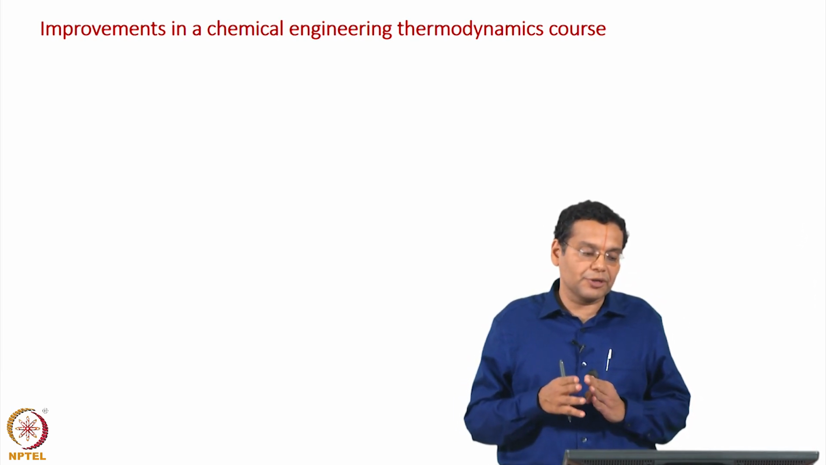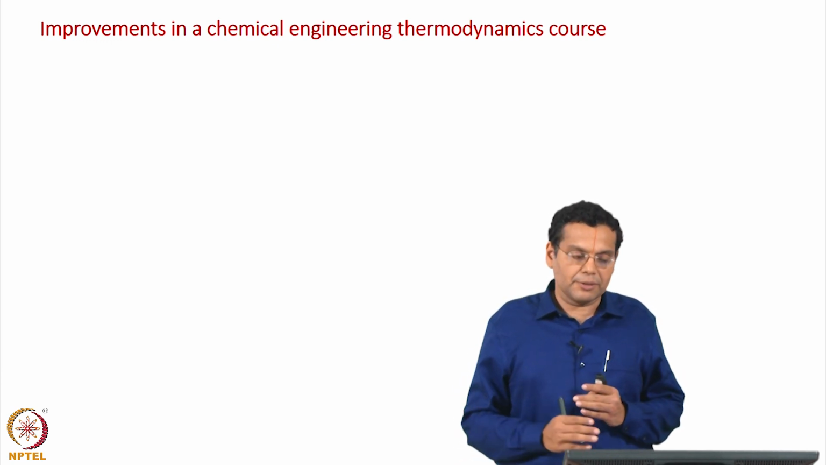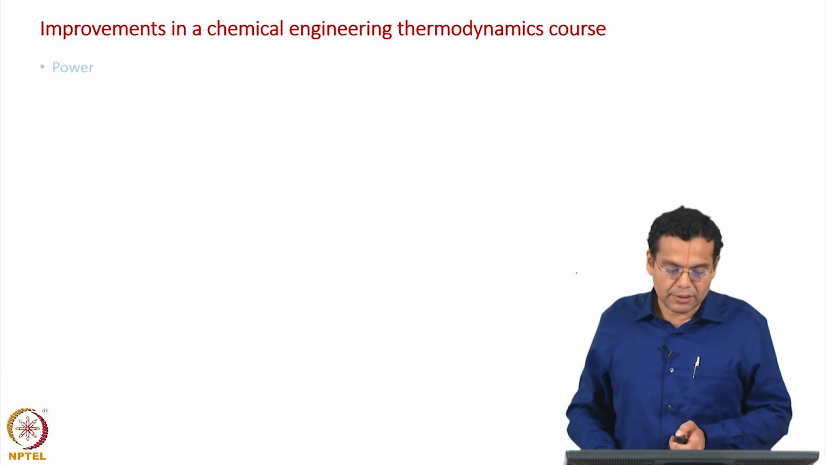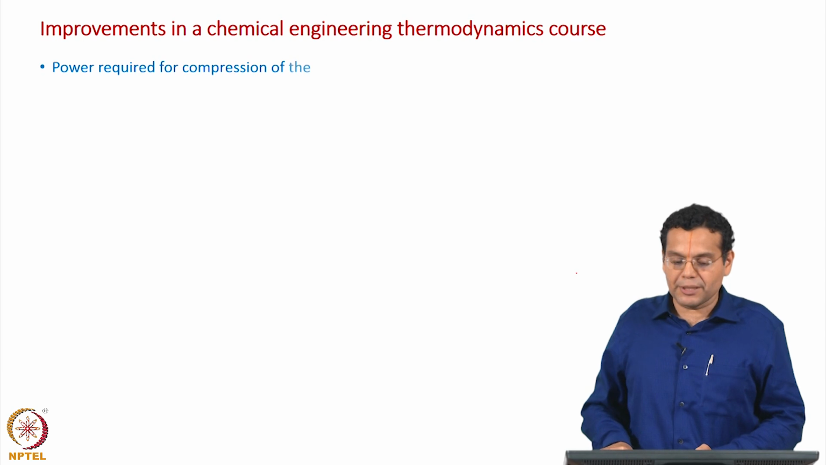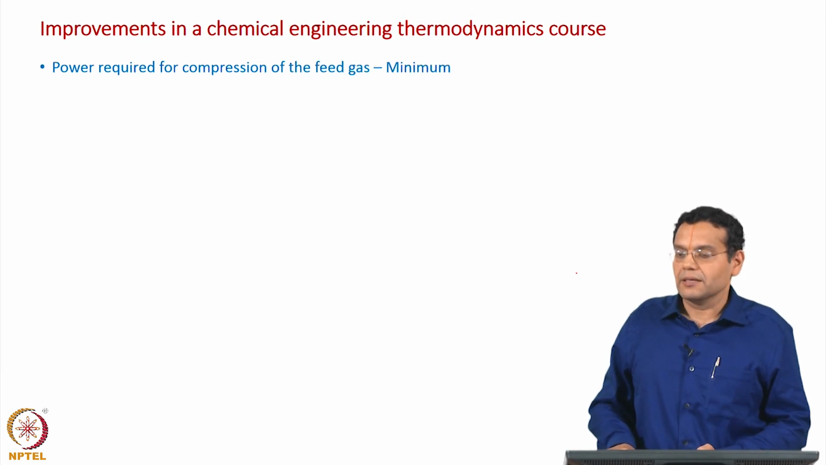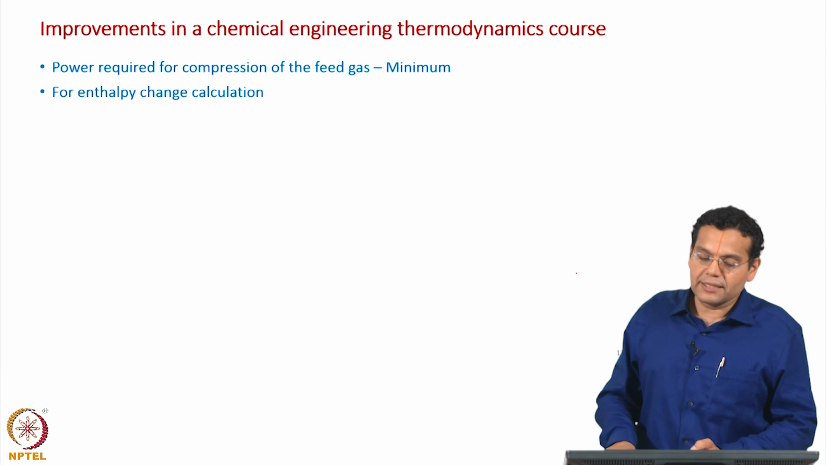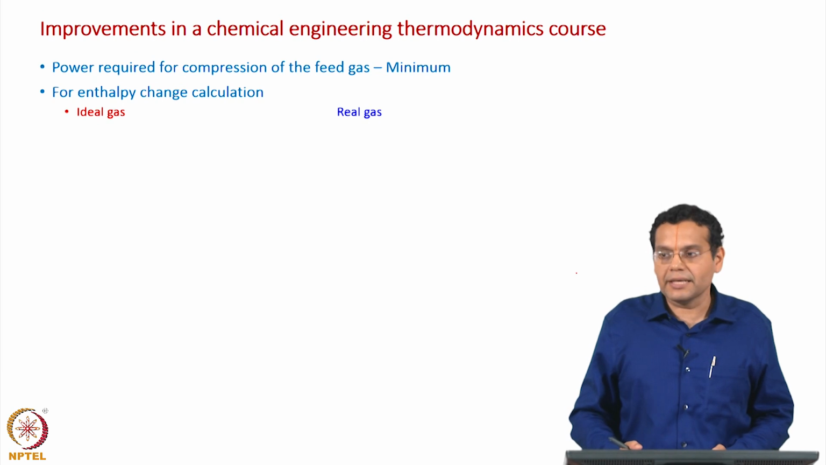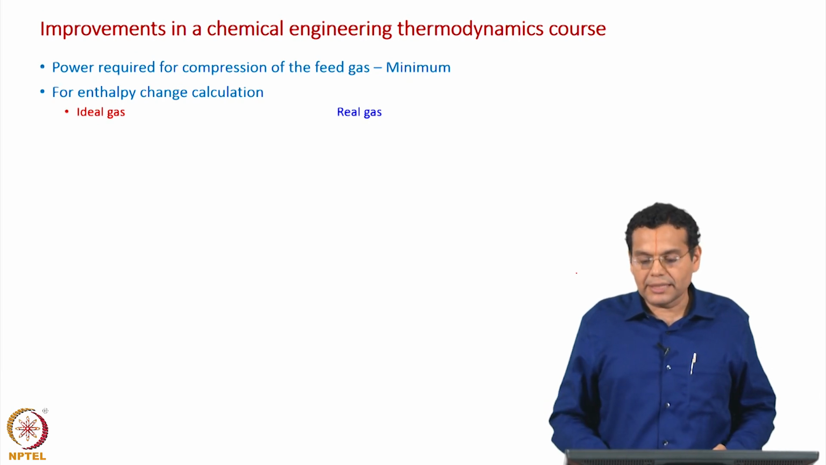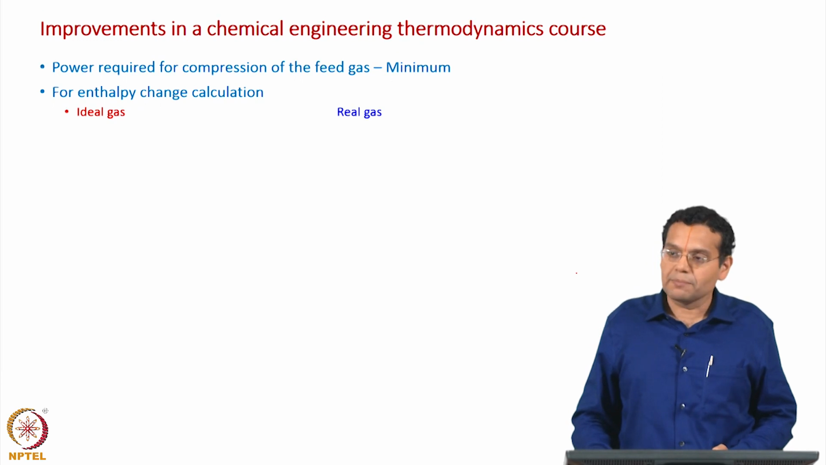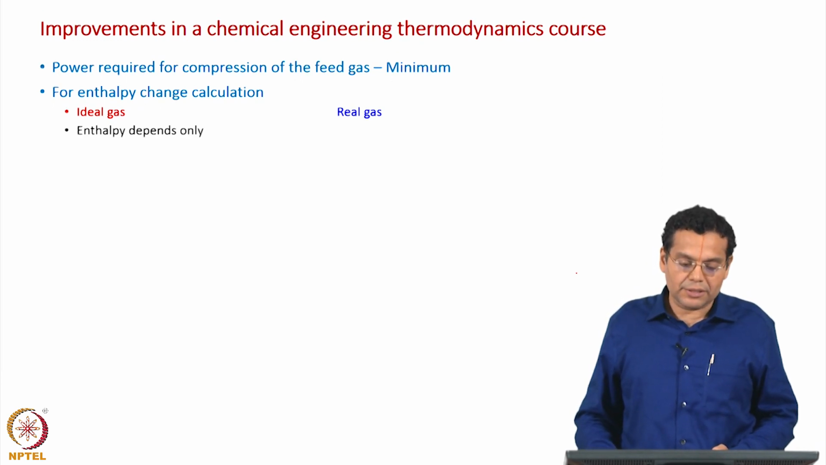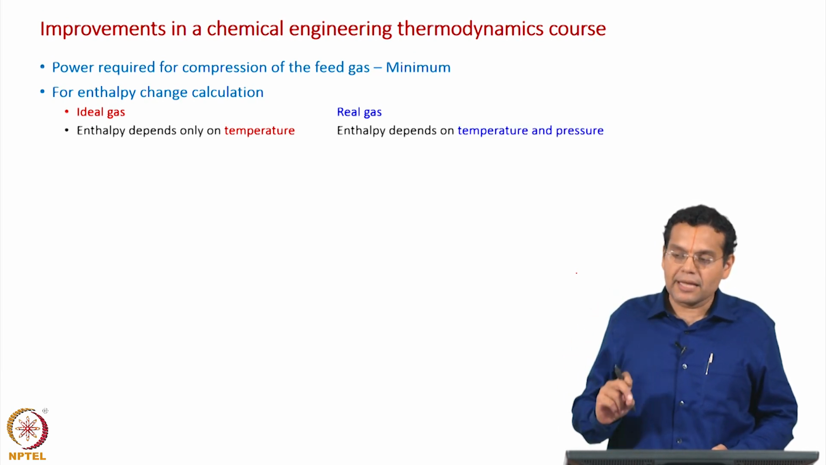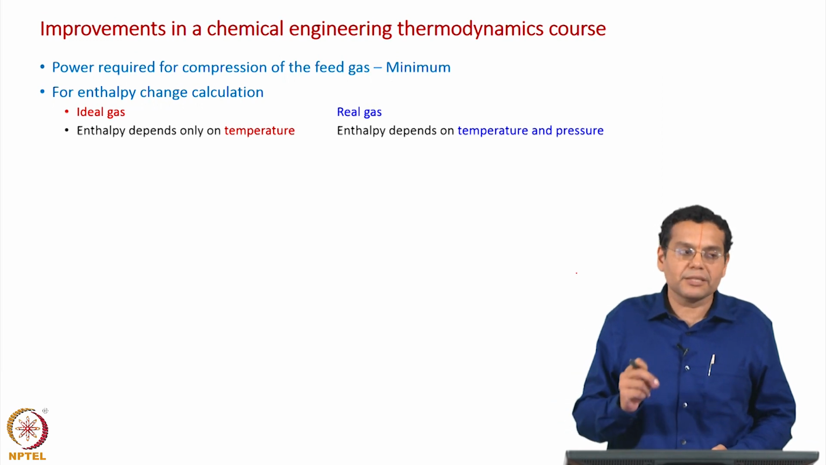So, now suppose if you take a full-fledged chemical engineering thermodynamics course, what are the improvements possible in these prediction values? Let us start with the power required for compression of the feed gas. For enthalpy change calculation, in the earlier case we assumed the gas to behave ideal, but now we will assume the gas to behave as a real gas. What is the implication? The enthalpy which was assumed to depend only on temperature will now depend on both temperature and pressure, which makes it a better value.